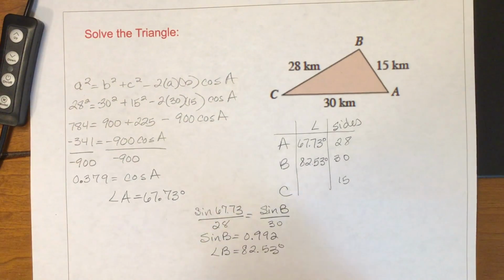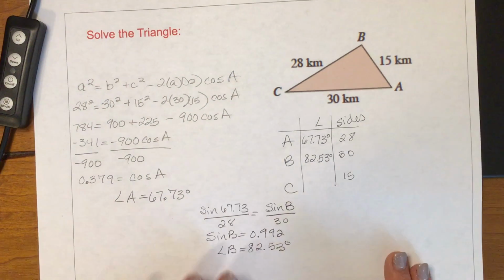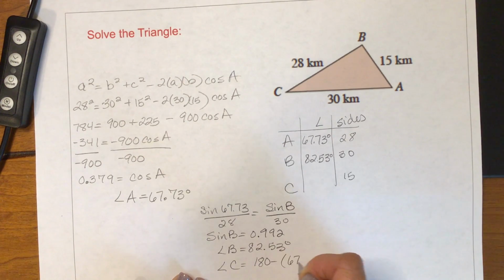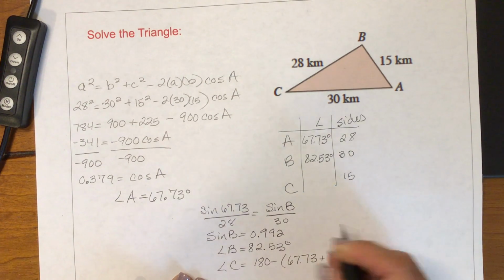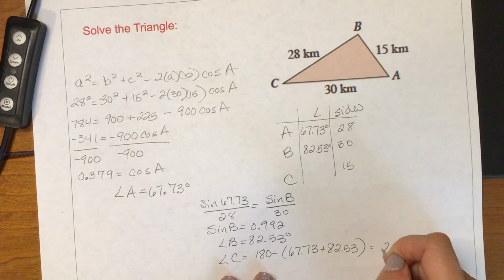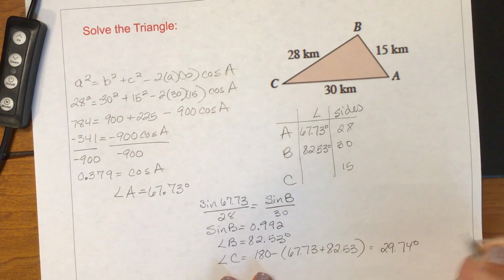And then I don't need to use either law to finish this out. I know that angle C is 180 degrees minus the sum of 67.73 and 82.53. And when I solve for that, I get that angle C is 29.74 degrees.